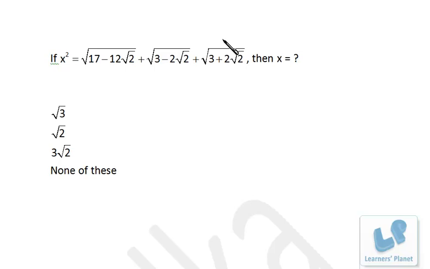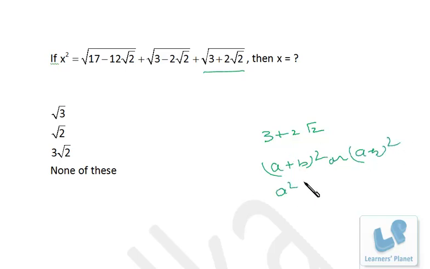See, whenever you see this sort of expression, particularly if I talk about 3 plus 2 root 2, these expressions are always in the form of a plus b whole square or a minus b whole square. Now how? See, a plus b whole square is a square plus b square plus 2ab, and a minus b whole square is a square plus b square minus 2ab, right? Now, product of the numbers is in between and sum of the numbers is this. Think of two numbers, their product must be 2 and sum must be 3. I have the two numbers as 1 and 2.